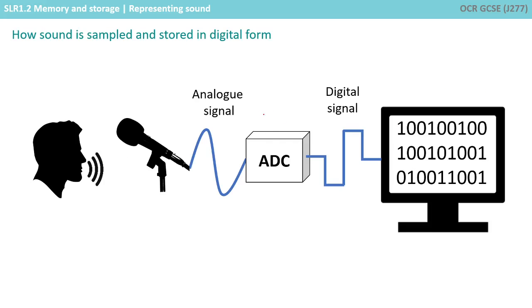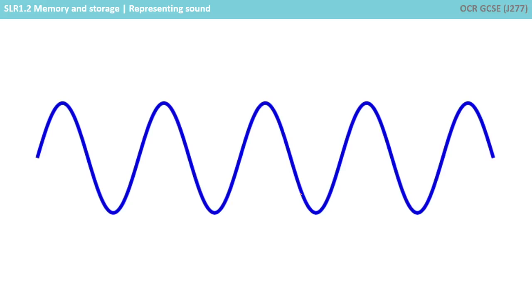So what happens is we take our analog signal and it goes through something called an ADC. This is an analog to digital converter. What that will do is convert your analog sound wave into a digital signal, what's called discrete. So how does it work?